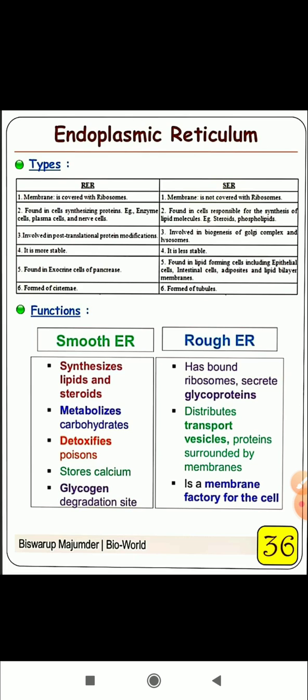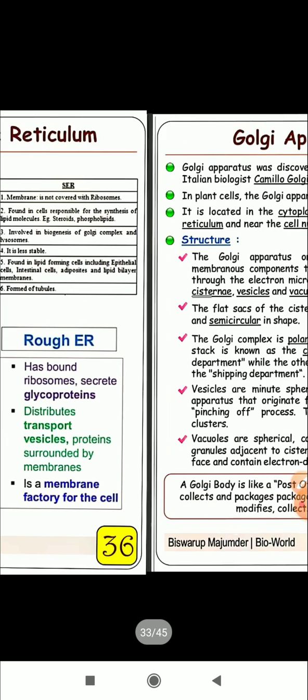Here we have the difference between the two: in the smooth endoplasmic reticulum the surface is smooth and not covered with ribosomes, and in the rough endoplasmic reticulum the surface is rough as it is covered with ribosomes. The functional difference is that the smooth endoplasmic reticulum helps to synthesize lipids, while the rough endoplasmic reticulum helps to synthesize proteins as it bears the ribosomes.